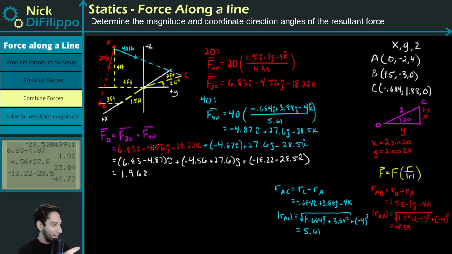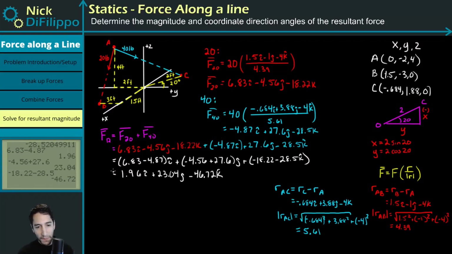The calculation, I have the recording over here, so I don't have the calculator up. So I have to keep looking over here to see what the calculation was. Plus 23.04j minus 46.72k. And now we can figure out the magnitude by taking the square root of these numbers.